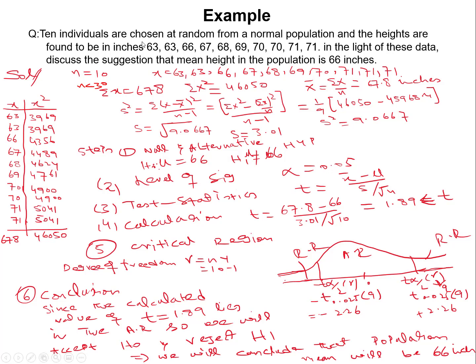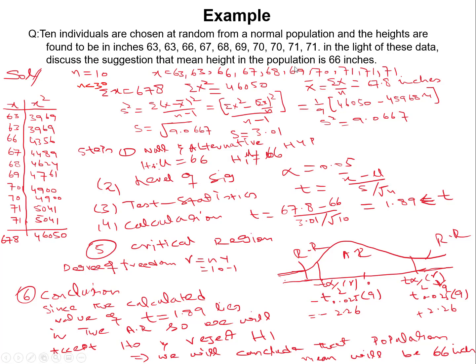Now 10 individuals are chosen at random from a normal population and the heights are found to be, in inches: 63, 63, 66, 67, 68, 69, 70, 70, 71, 71. These are the heights of those 10 individual students. In the light of these data, discuss the suggestion that the mean height in the population is 66 inches. This claim is for the population. They say that the mean height of the people in that population is 66, so the average height is 66.